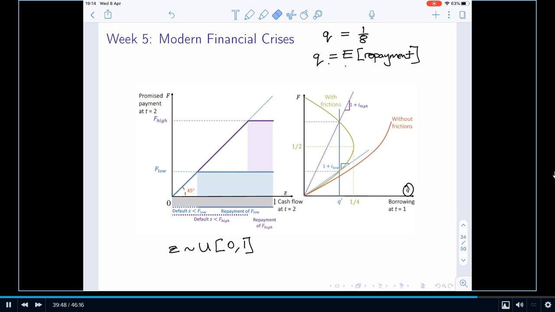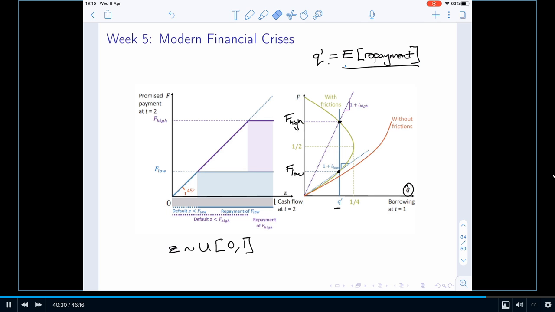A couple of important insights from this diagram. The first one, and I would say this is probably the most important one, is that if we're in a world with financial frictions, then we can have multiple equilibria. For a given amount that Spain wishes to borrow, here called Q prime, Spain could be quoted that it has to promise to repay either F low or F high. Investors are indifferent between these two scenarios because their expected repayment in either case is the same. They just get back Q prime in expectation.